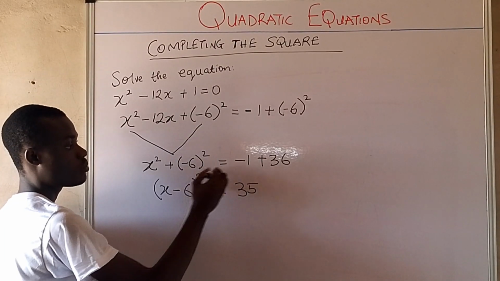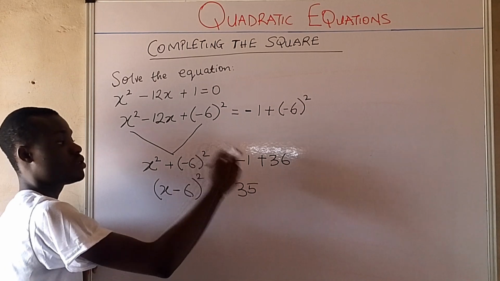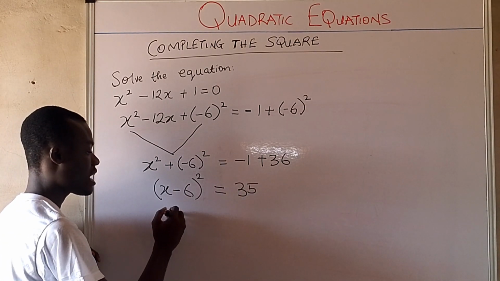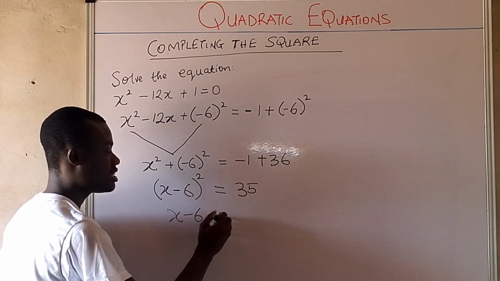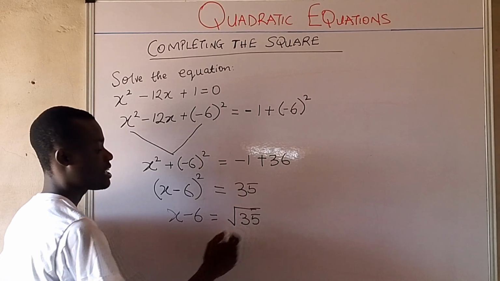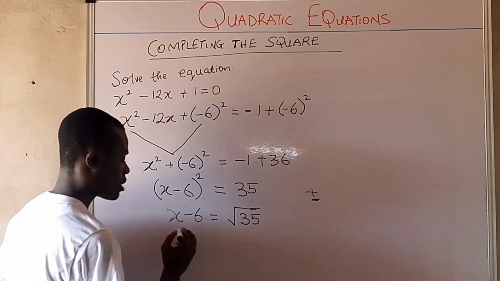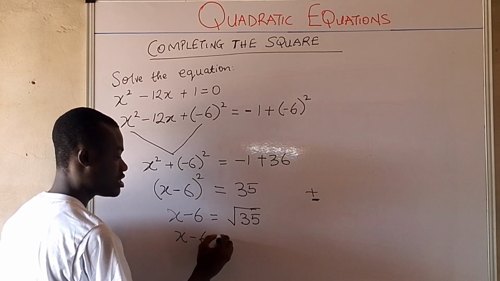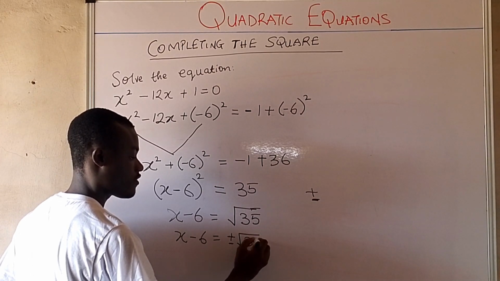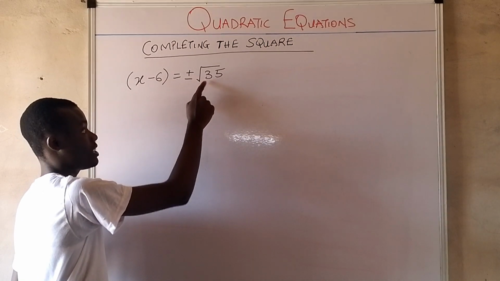So this square, when it comes to the other side, becomes square root. Just like when plus crosses the equal sign, it becomes minus, or minus crosses the equal sign, it becomes plus. So when this square comes to this other side, it becomes square root. We are going to write it as x minus 6 is equal to the square root of 35. In mathematics, whenever we take the square root, we are going to add a plus or minus. So I'm going to write x minus 6 is equal to plus or minus the square root of 35.